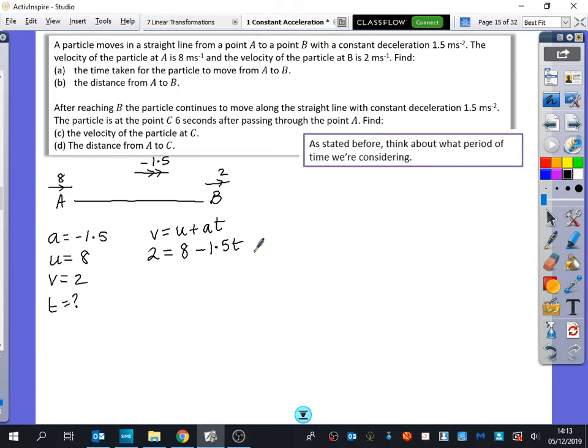This is really similar to that part B that we did in the question just now. So we'll rearrange this equation and solve it to find out what T is. So we get 1.5T equals 8 minus 2. So T is 6 divided by 1.5, which is 4 seconds. And that's my part A of the question.